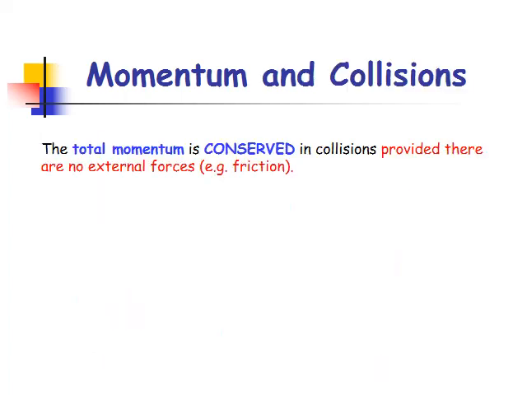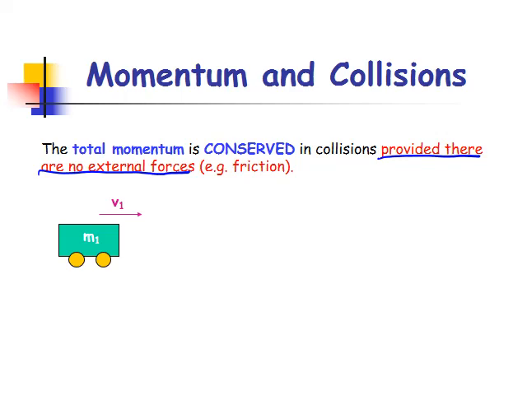The total momentum is conserved in a collision provided there are no external forces acting. This is called the law of conservation of momentum, and you can be asked to quote it. So the momentum is conserved provided there are no external forces. It's important that you get that bit extra, the no external forces, as well as saying that momentum is conserved.